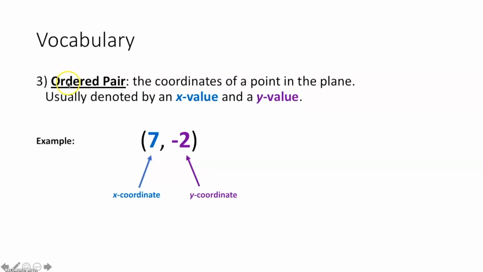Now let's go to some new vocabulary. An ordered pair. It's the coordinates of a point in the plane. So they're usually denoted by an x value and a y value. And here you can see in between two parentheses, we have (7, -2). The 7 represents the x coordinate, whereas -2 is going to be our y coordinate. This tells you where to plot a certain point on the coordinate plane.